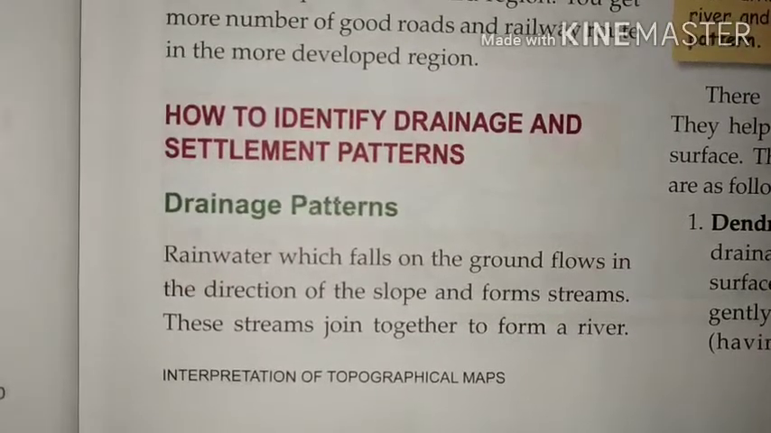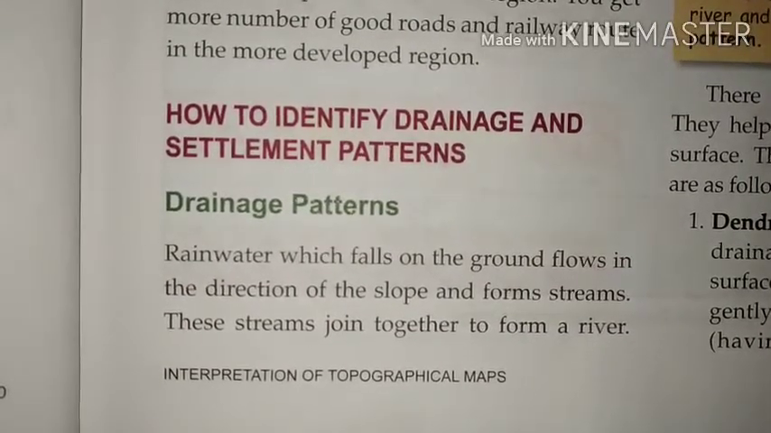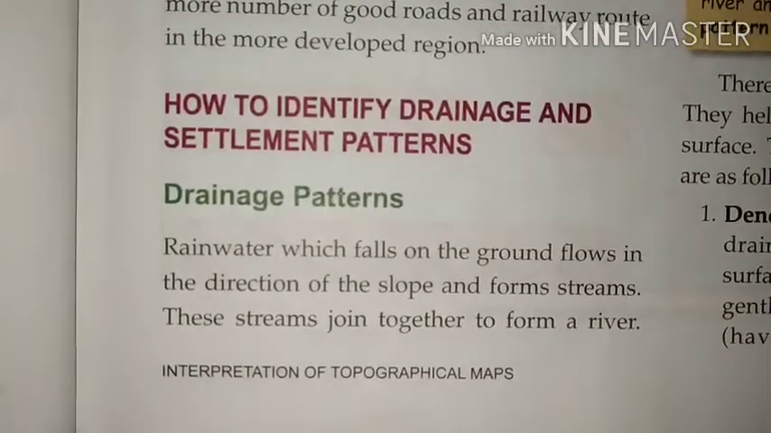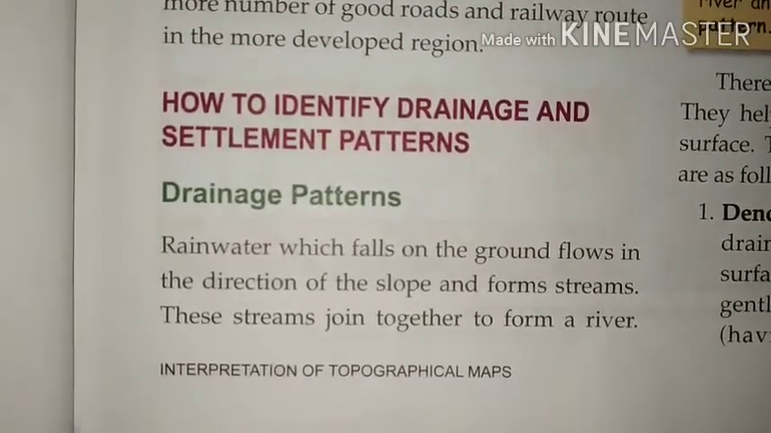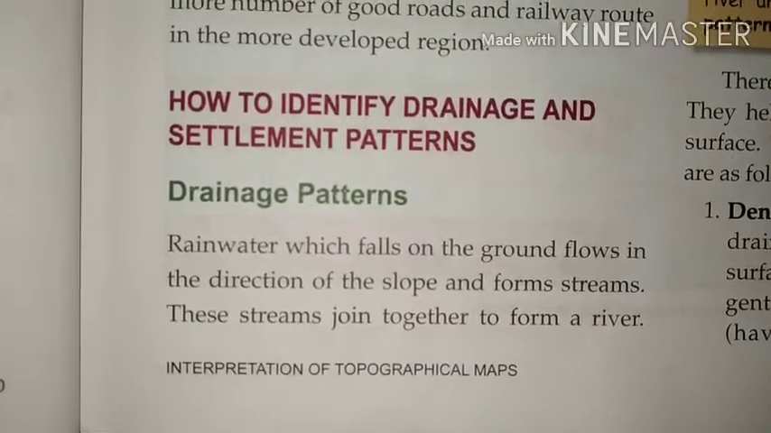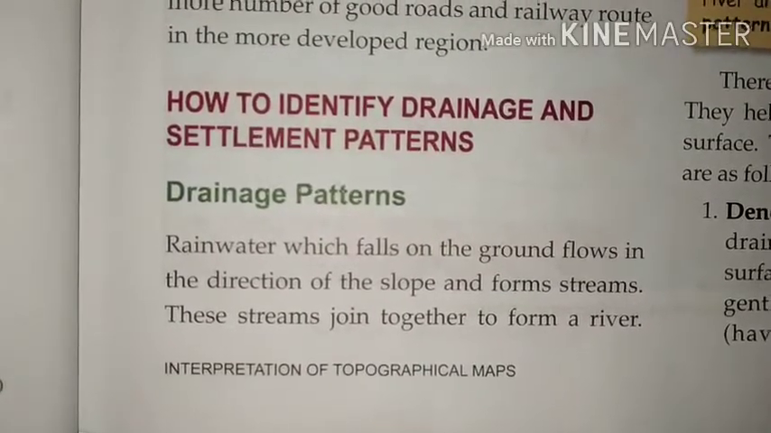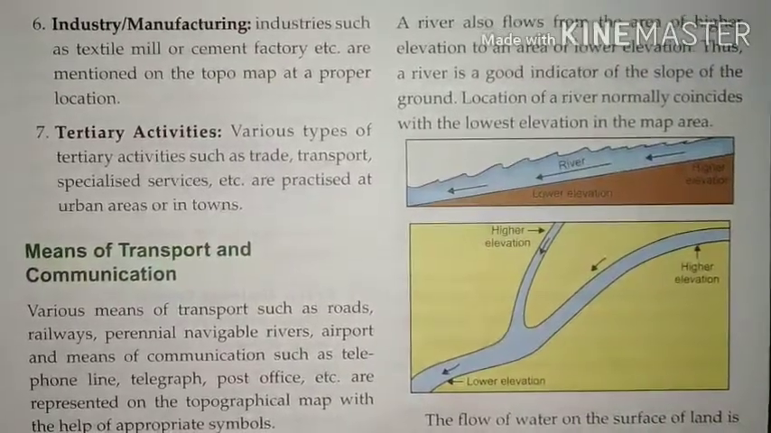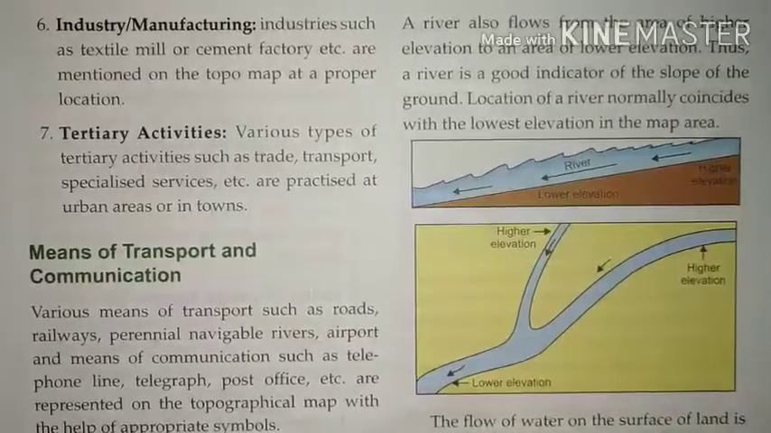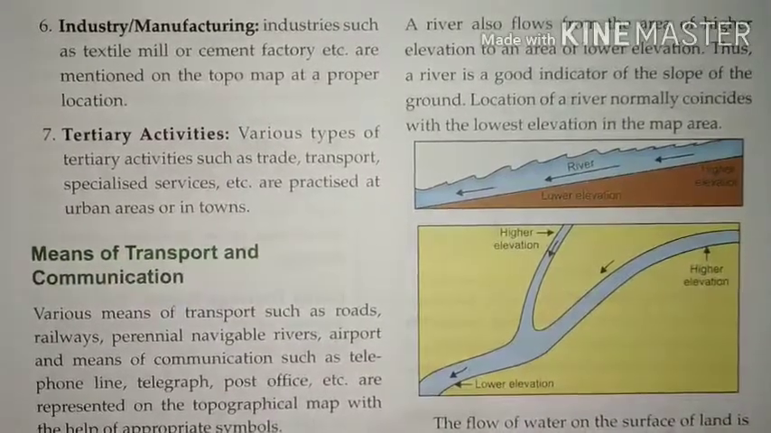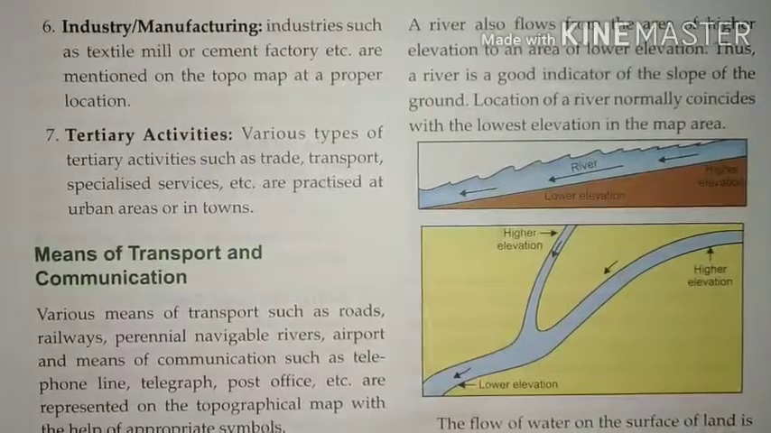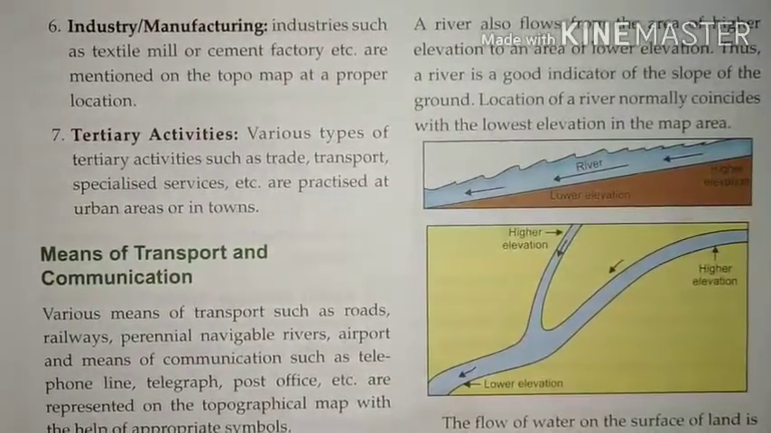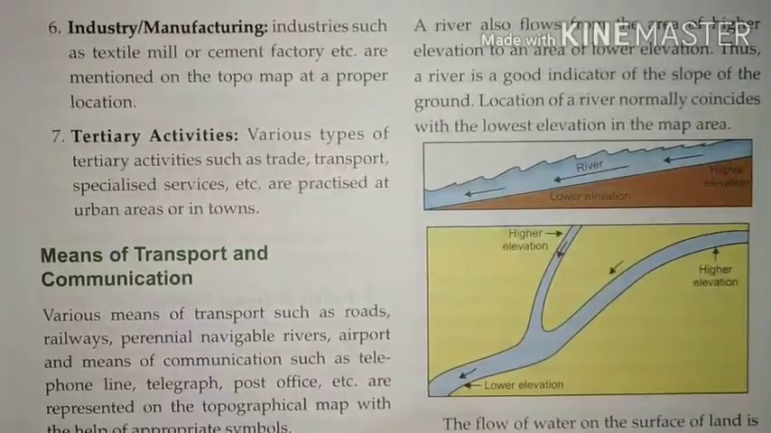Now let us talk about how to identify drainage and settlement patterns. First let us talk about drainage patterns. Rainwater which falls on the ground flows in the direction of the slope and forms streams. These streams join together to form a river. A river also flows from an area of higher elevation to an area of lower elevation. Thus, a river is a good indicator of the slope of the ground. The location of a river normally coincides with the lowest elevation in the map area.